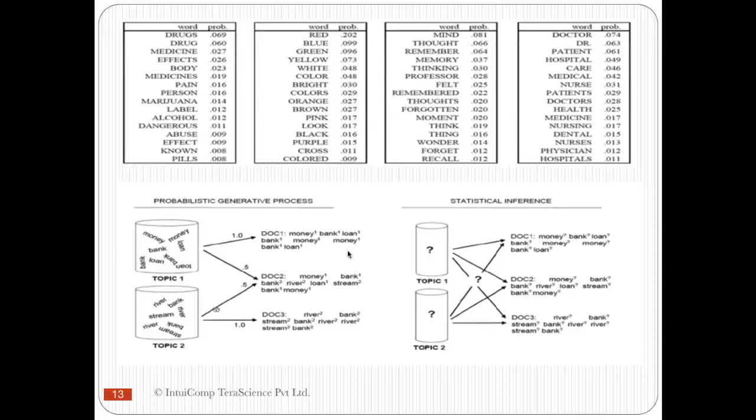Now, let us look at statistical inference. Statistical inference is quite different. We get the documents as input, but we don't know which topic or what topic distribution or what per word topic distribution is being used here. So as you can see, we have question marks all over the words.